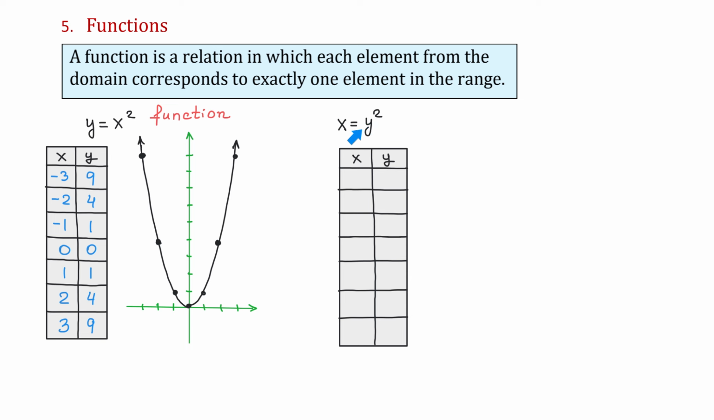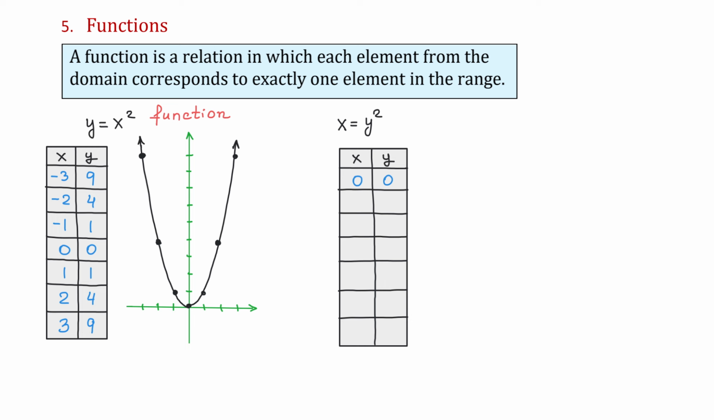And when we raise numbers to the second power, the result cannot be negative. So the smallest value that we can have for x will be 0. So in the table, when x is 0, y is also 0. Then from here, for x, we can choose only positive numbers.